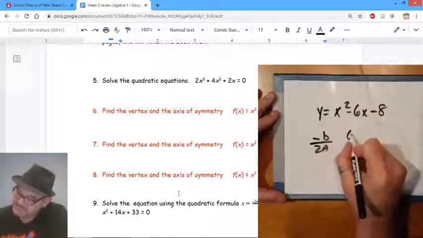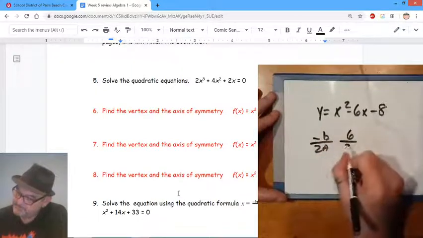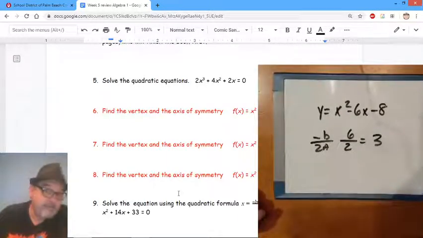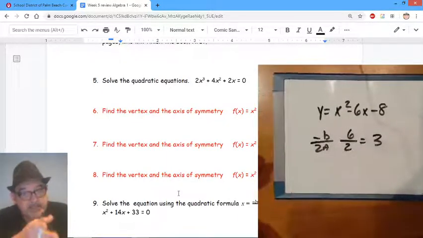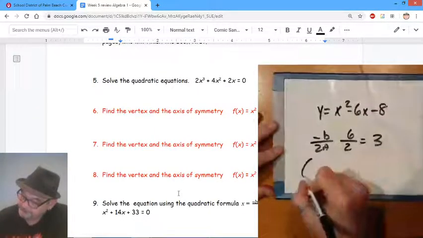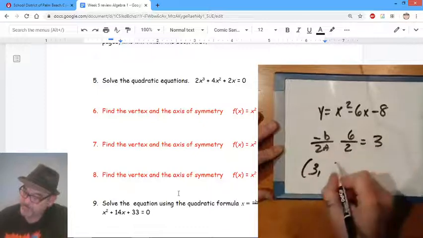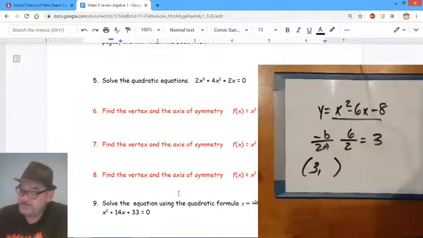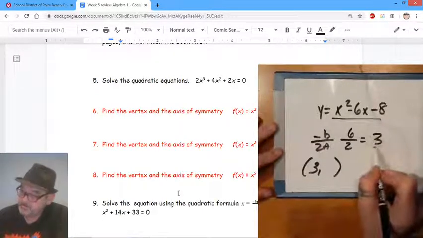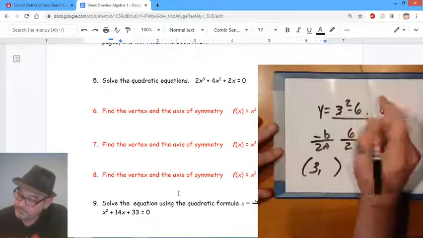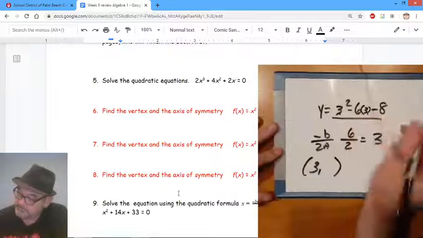Negative 6 is positive 6. Divided by 2 times 1 is 2. So guess what? X equals 3. Now I have x. Now remember, vertex is a point. X, comma, y. Your coordinates. Here's my x. 3, comma. What's my y? Well, y is this. X squared minus 6x minus 8. So how do I figure that out? Well, look, I got x right here. It's 3. So I'm going to replace this with 3. This with 3. And that's it.